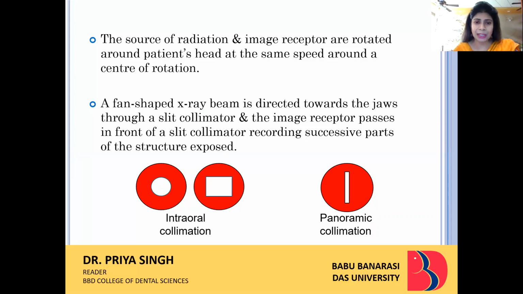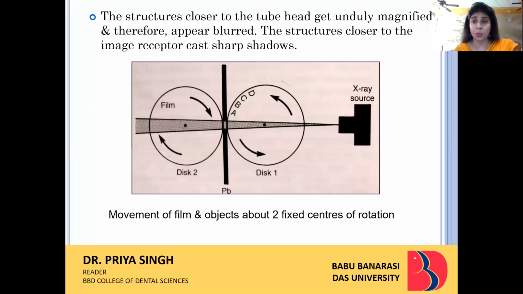A fan-shaped X-ray beam is directed towards the jaw through a slit collimator, and the image receptor passes in front of the slit collimator, recording successive movement of the structure exposed, as we have seen earlier. When we talk about intraoral collimation, there is circular and rectangular collimation, whereas when we talk about panoramic collimation, it's usually a slit collimator. So minimal exposure to the patient is another benefit of panoramic radiography.